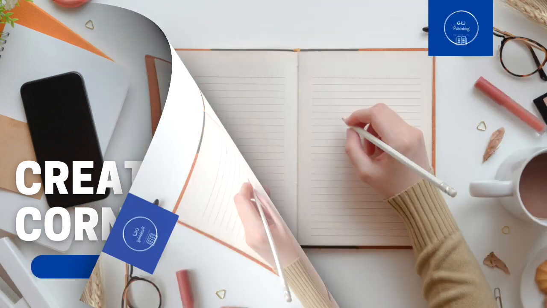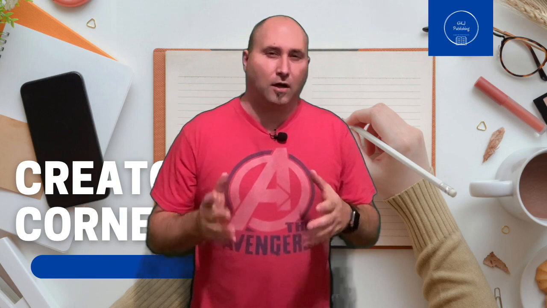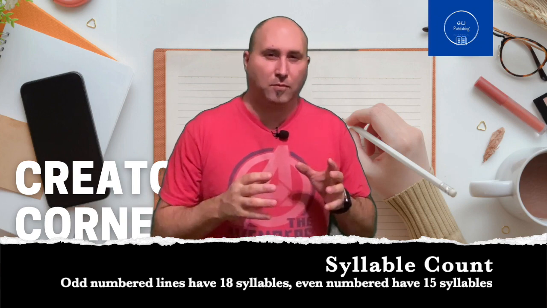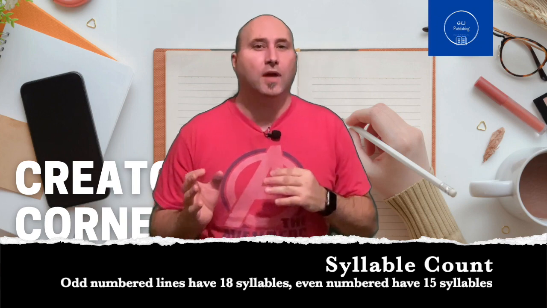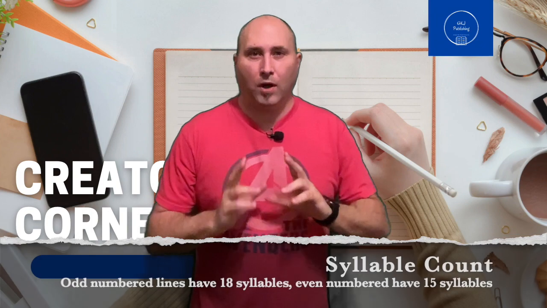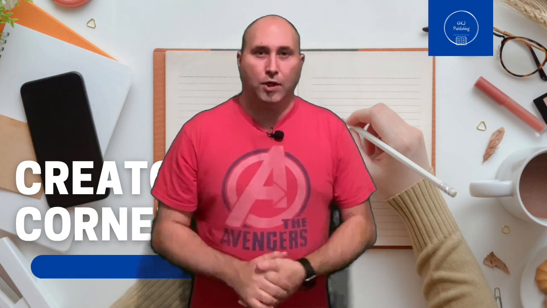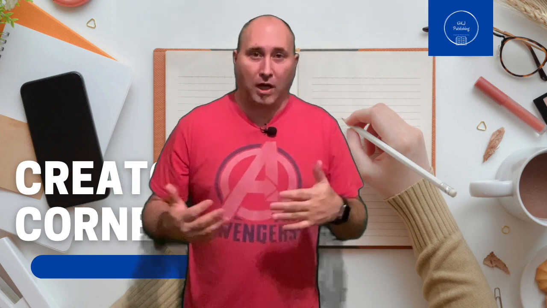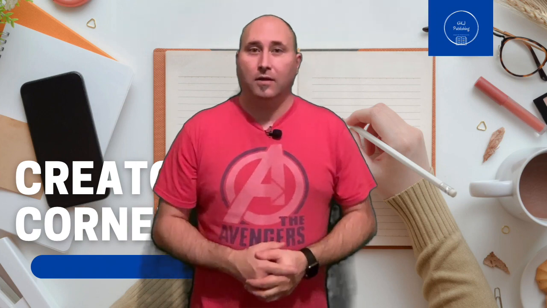Now, given that an elegy alternates from hexameter to pentameter, your odd numbered lines are going to have 18 syllables, while your even numbered lines have 15 syllables. I want you to be careful, though, not to confuse syllables with words. You can have a word with multiple syllables in your line, and you'll probably have less than 15 to 18 words in that line, depending on where it falls.